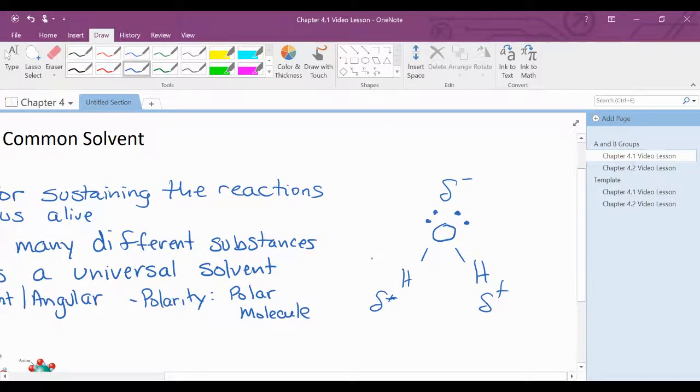And so a dipole forms in both directions. Since they're at an angle, they don't cancel out, and so that's why it's polar. And this polarity of water gives water its great ability to dissolve compounds.